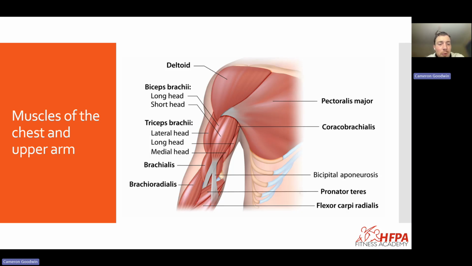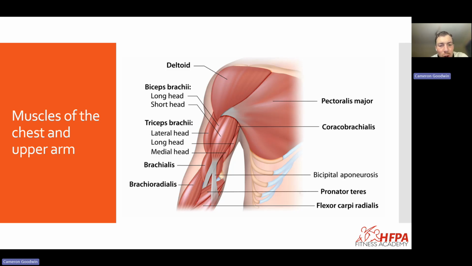So again, a recap of this slide: we have the chest, which we've gone through some of the exercises. You have the pectoralis group, and then you have the arms, specifically the biceps, two, the long head and the short head, and the triceps, three, the lateral head, the long head, the medial head, and then, of course, you have the various other synergists that are involved.